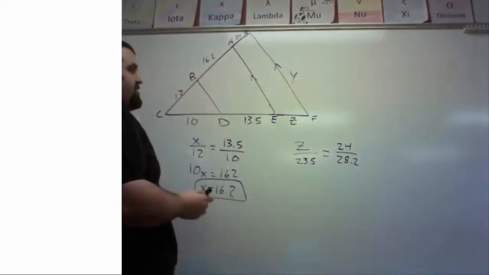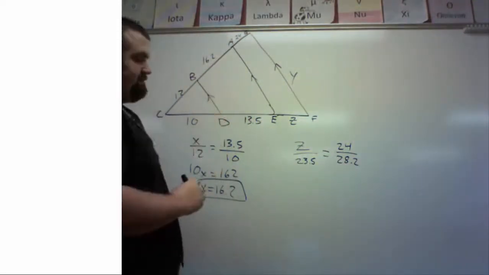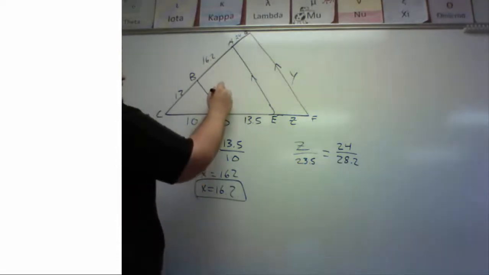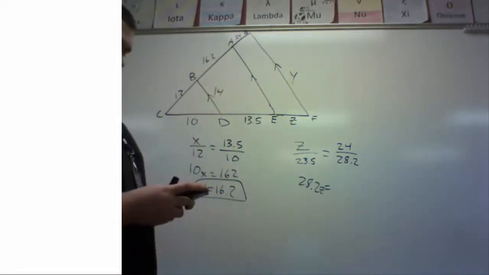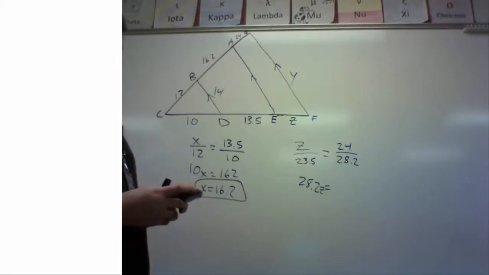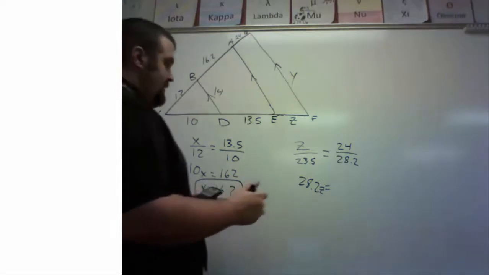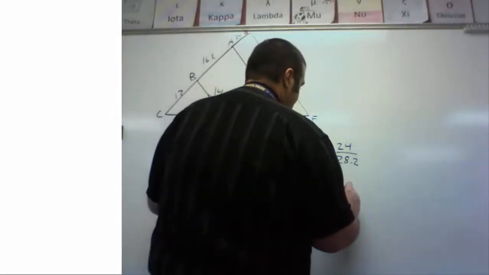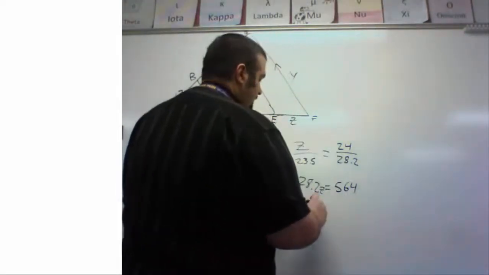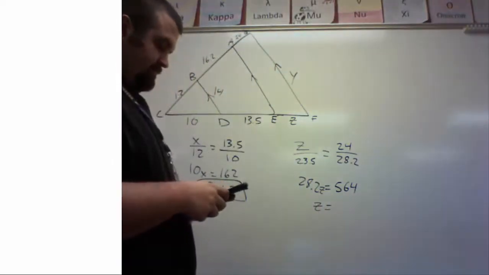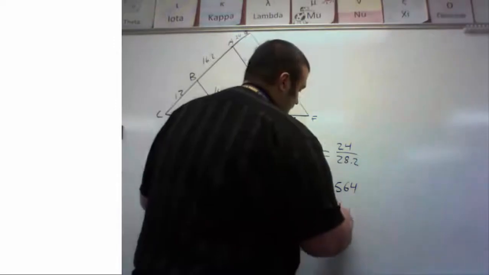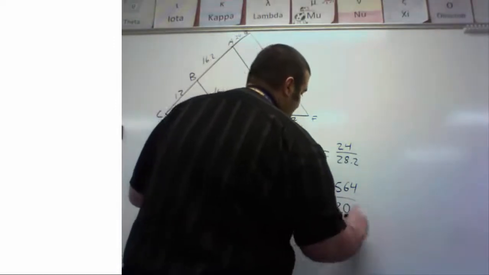Now that I have my proportion set up, I'm going to redraw the part I erased. And now I'm just going to solve my proportion. 28.2z equals, well, 23.5 times 24, or better known as 564. Divide both sides by 28.2, and somehow I get a nice little number, 20.